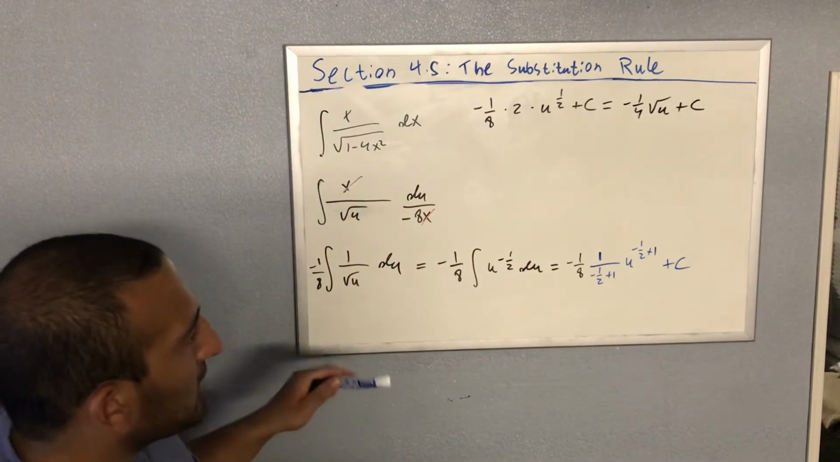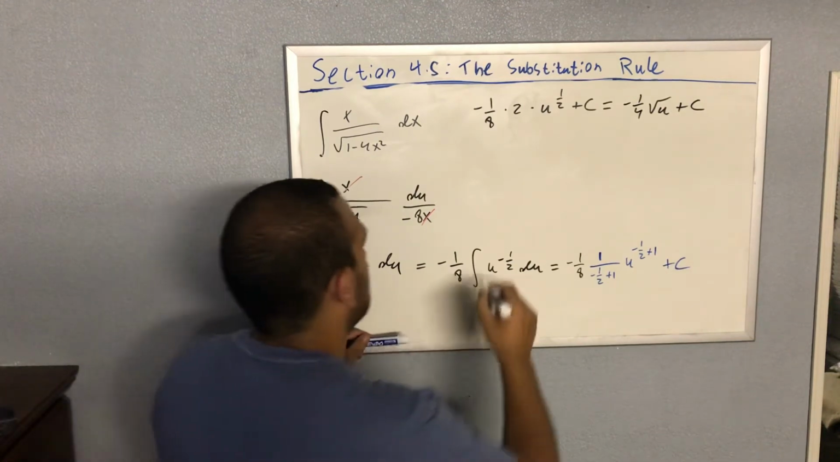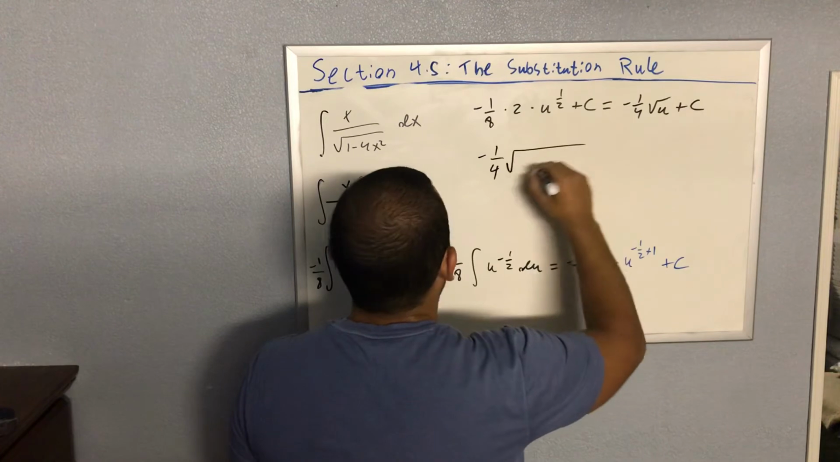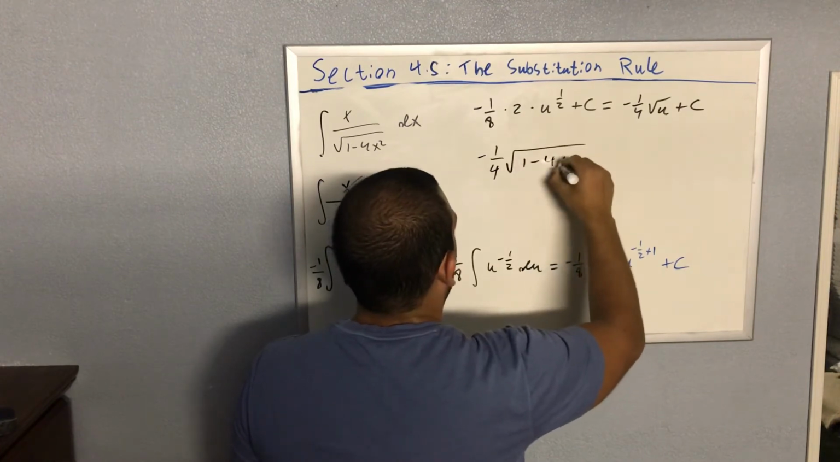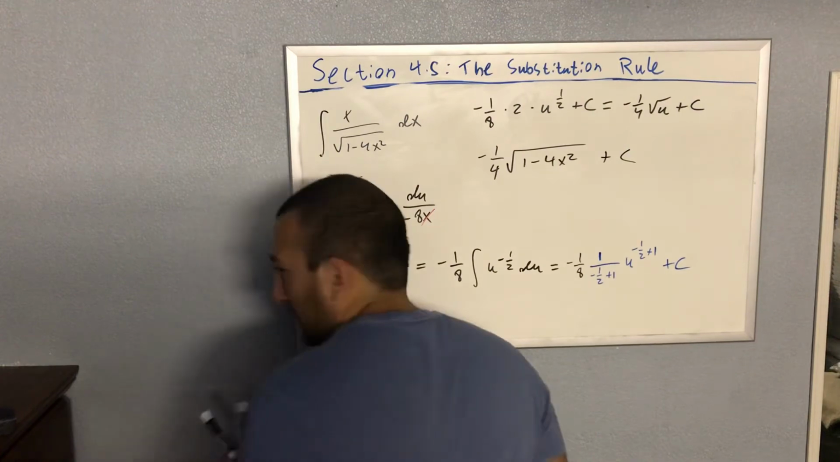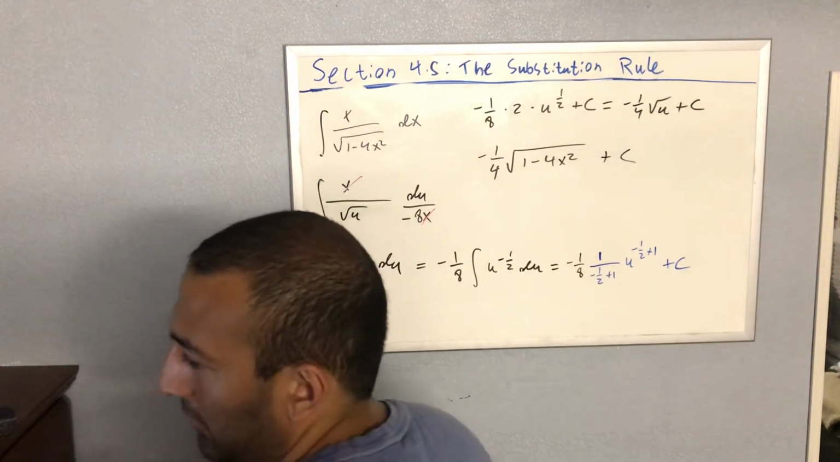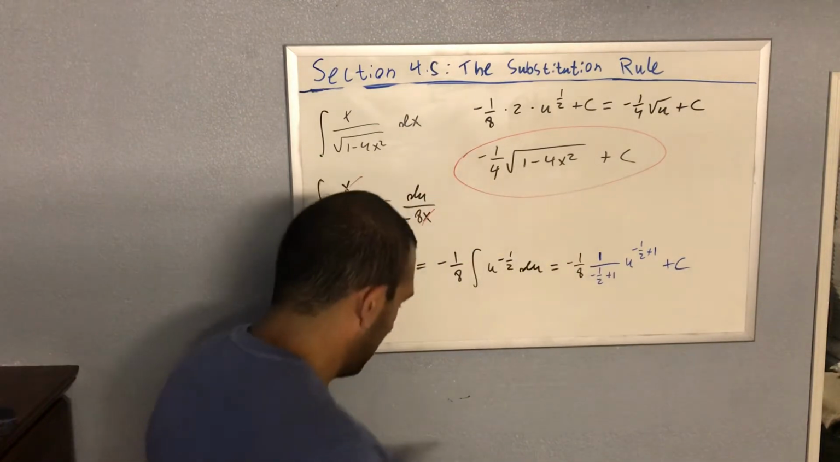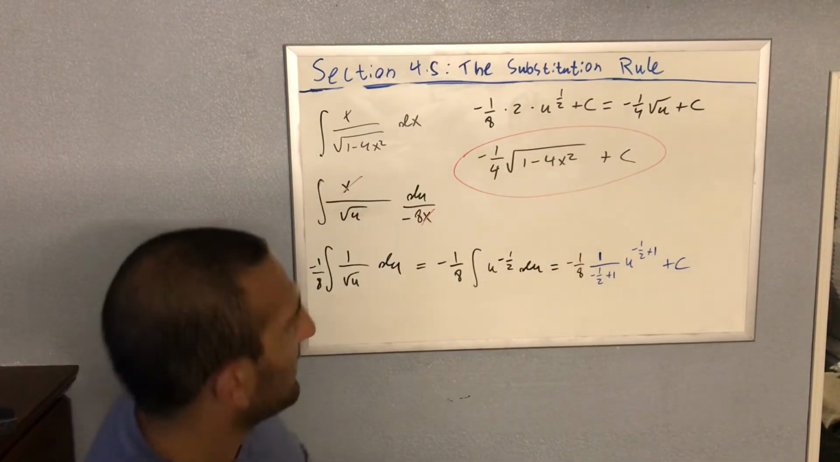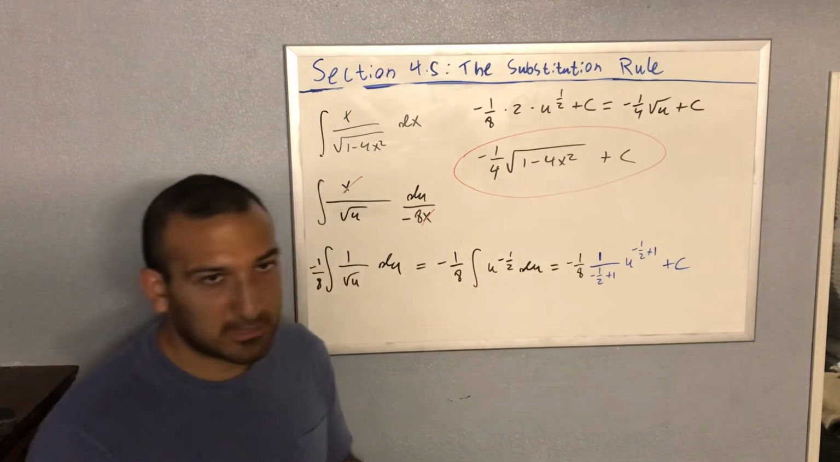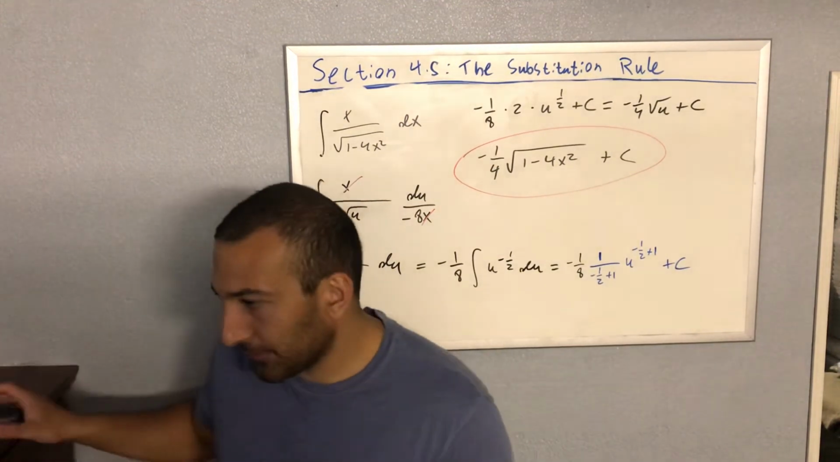And then when you substitute back for u, this becomes negative 1/4 square root of 1 minus 4x squared plus c. Okay. So, with a lot of practice, you'll definitely get the hang of this. You can see it's a pretty straightforward procedure.